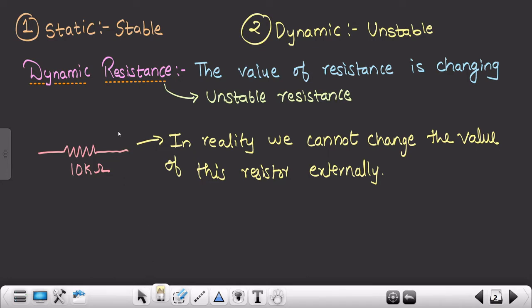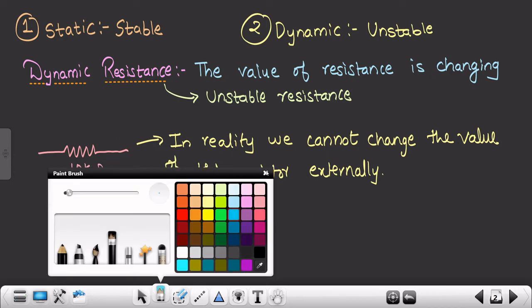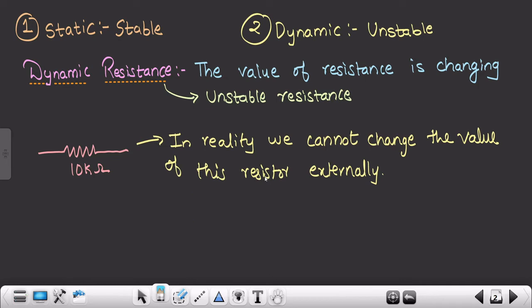Dynamic resistance is something related to a resistor, and dynamic is something that is unstable. So basically it is talking about an unstable resistor, right? That means the value of the resistor is changing. But there is one more concept. Most of the guys who are well acquainted with this concept know the potentiometer.